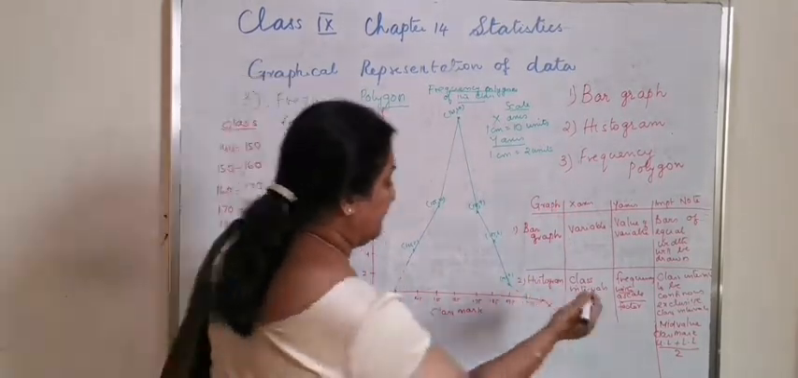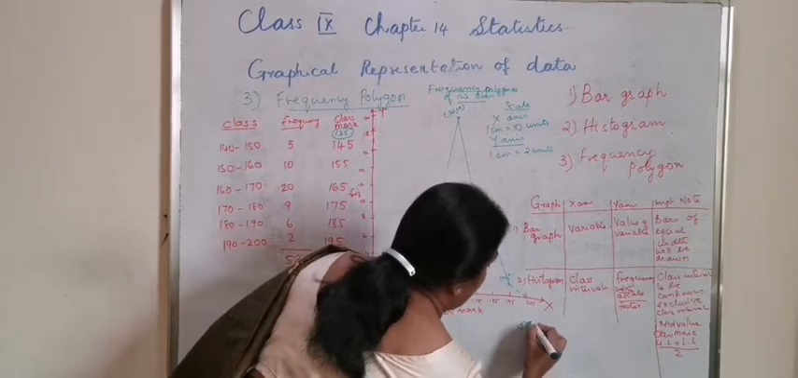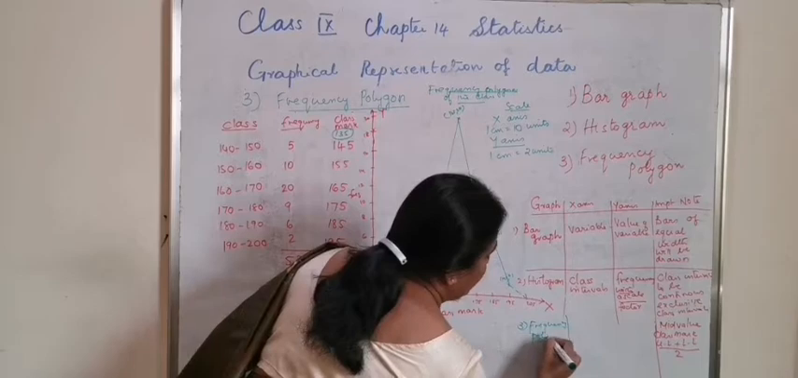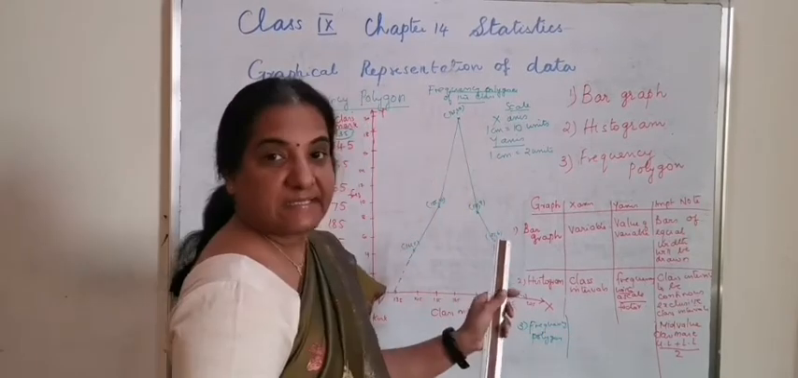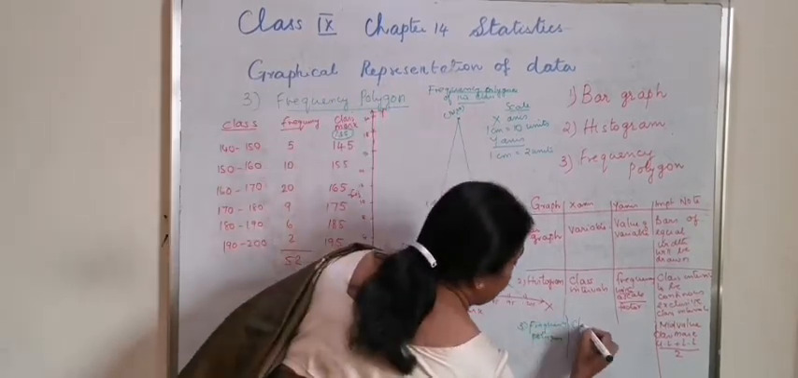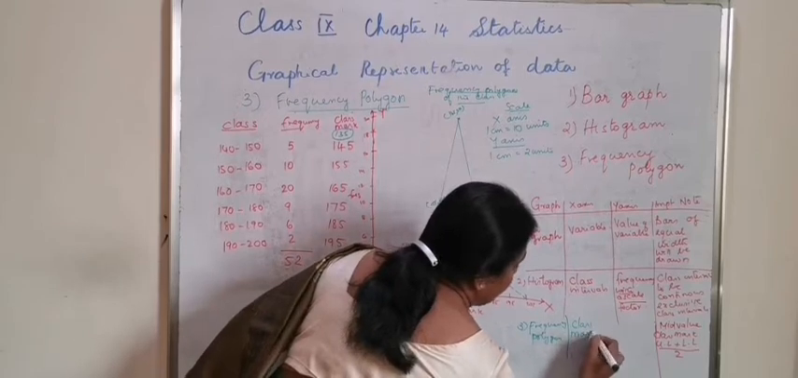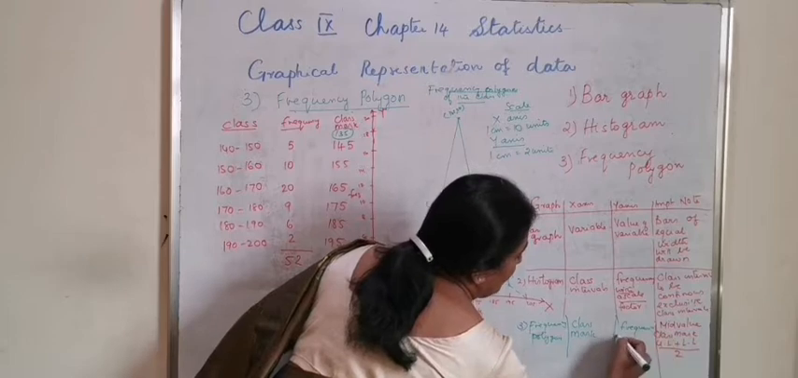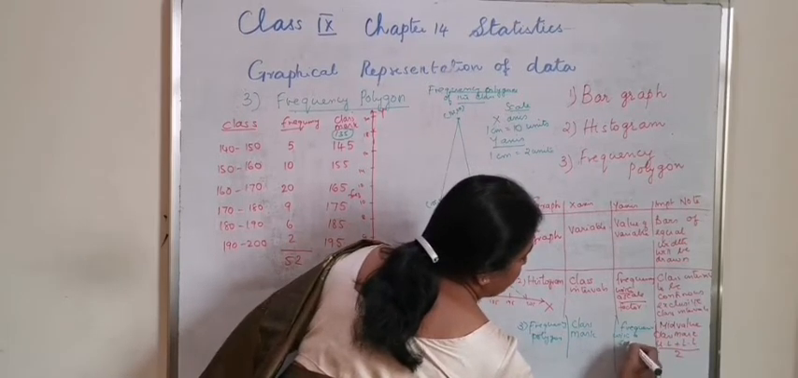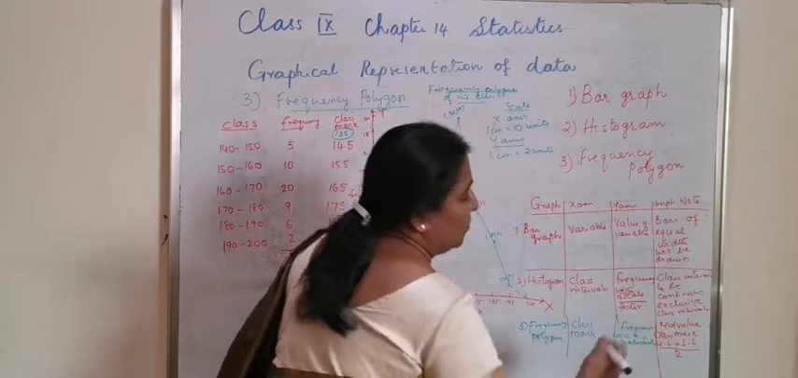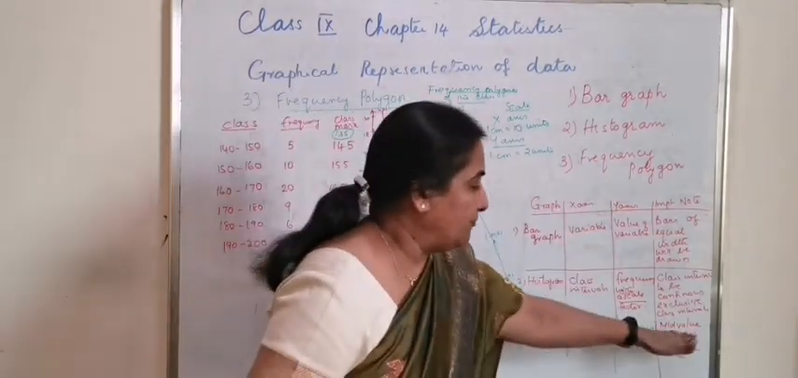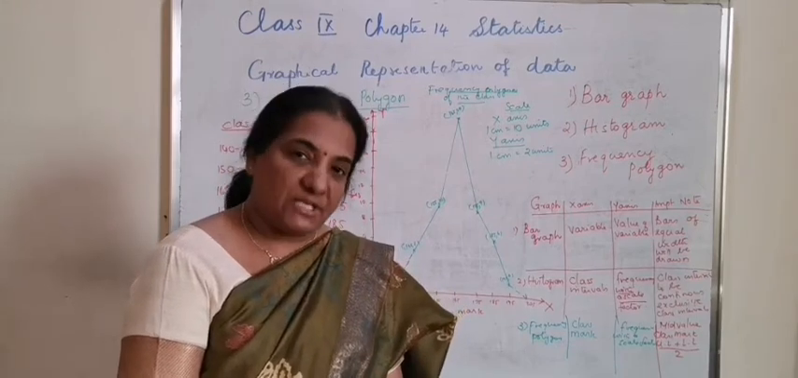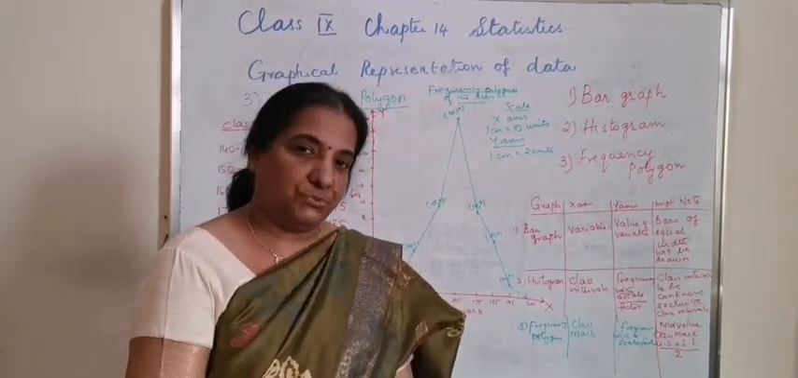So, what is the specification of a frequency polygon? What you should remember is that on the x-axis, it should be the class mark, and on the y-axis, it is the frequency with a scale factor. And the concept of mid value or class mark is always the upper limit plus lower limit divided by 2.